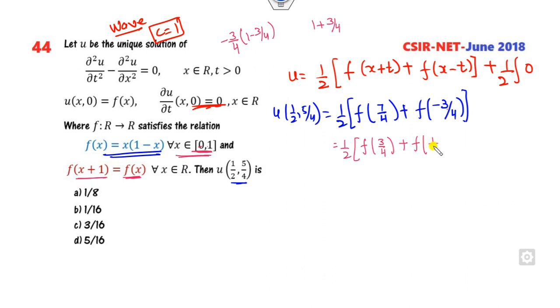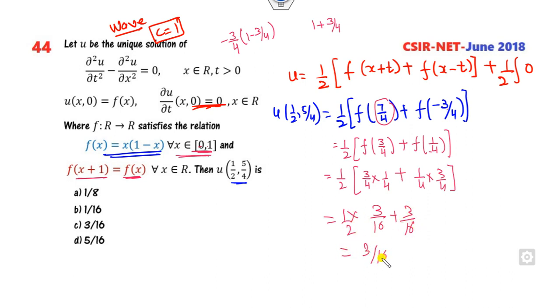X plus 1, it is 1 by 4. Now again both the values are in 0, 1. Again this number does not belong to 0, 1, so I have to make it in 0, 1. Now you can substitute here 3 by 4, 1 minus x, 1 by 4, plus 1 by 4 f of 3 by 4. So what is that? This is 3 by 16 plus 3 by 16, times 1 by 2. The answer is 3 by 16, the right answer of this problem. Make sure this condition is important, that 7 by 4 does not belong to this.